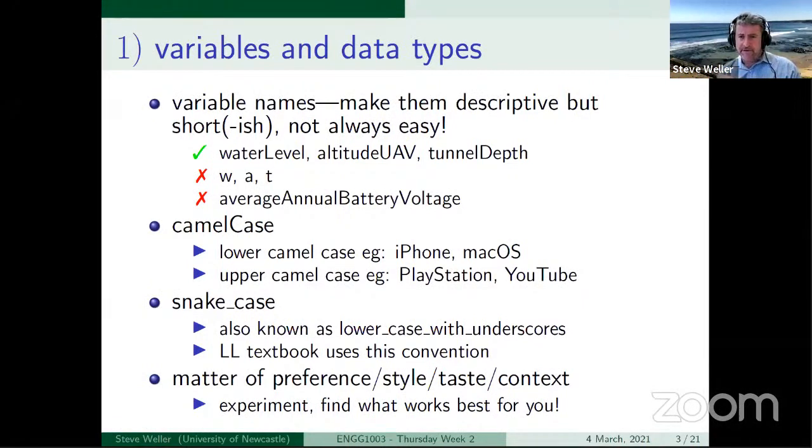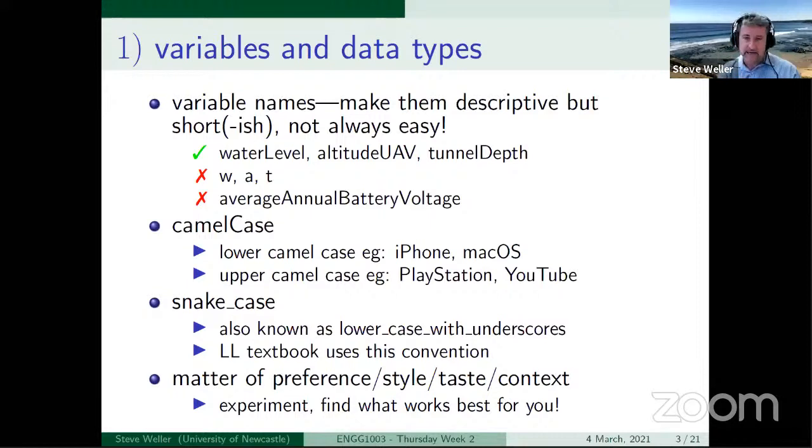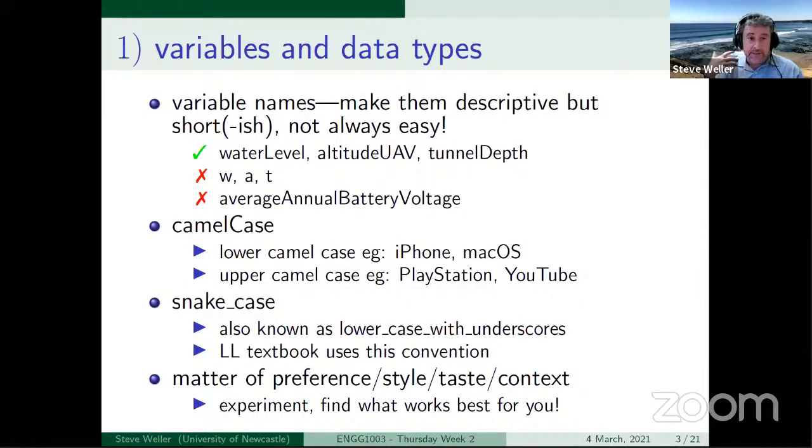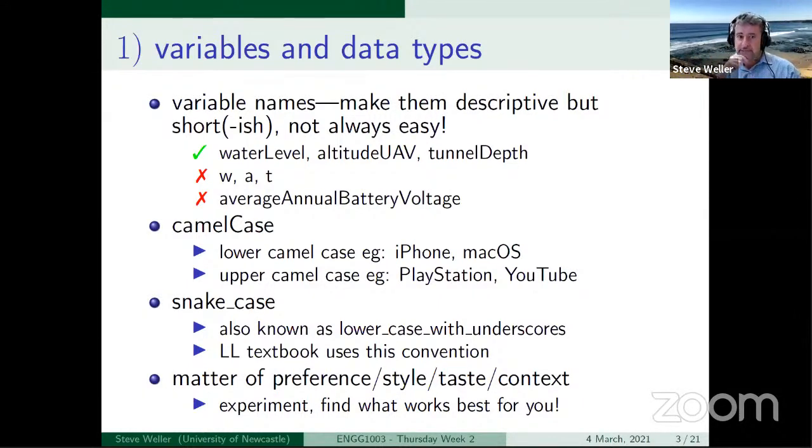Things like iPhone and Mac OS are lower camel case because they use upper and lower case letters, but they start with lower case letters. Upper camel case is for things like PlayStation and YouTube, they use uppercase letters to start each word in the variable name. When I'm writing code, I tend to use lower camel case as a way of separating the words that make up multi-word variable names.